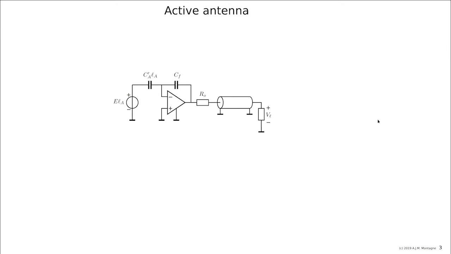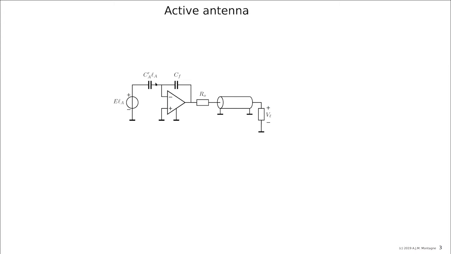So the active antenna, let's first look at how we are going to construct it. And I told you we are going to use this configuration. Basically we have a voltage at the output of the antenna, and the voltage is the electric field times the length of the antenna. This is valid for short rod antennas, of which the length is much smaller than a quarter of the wavelength.